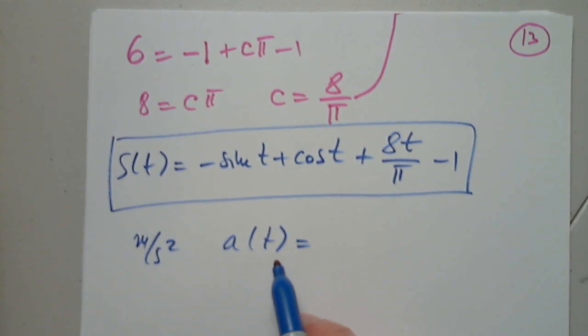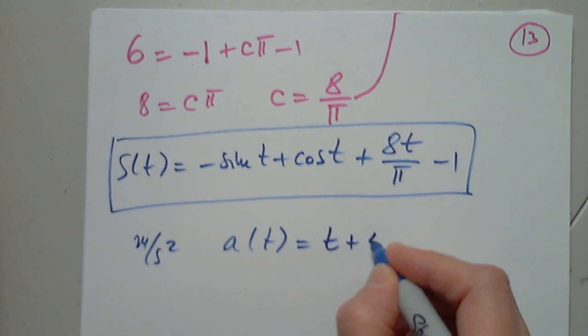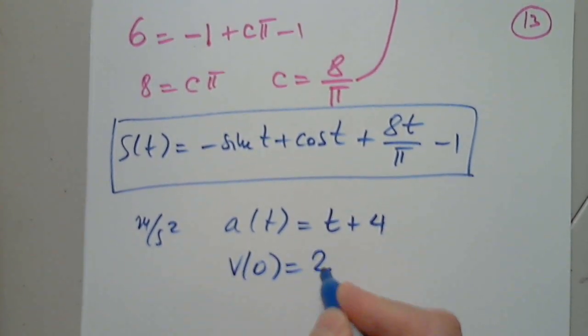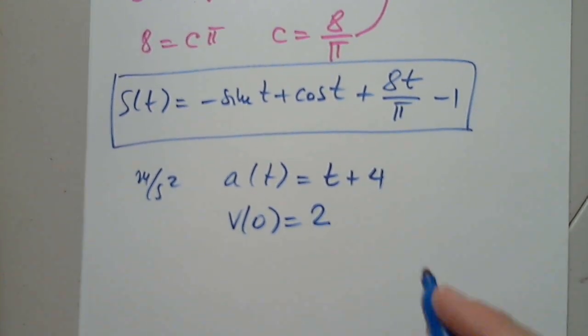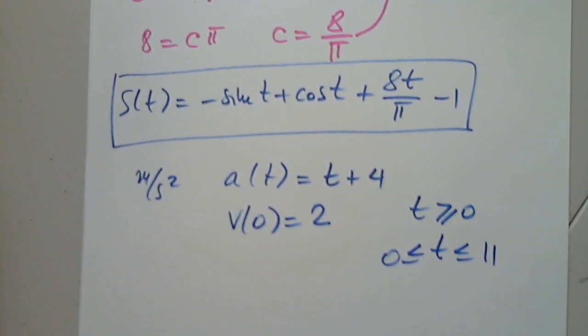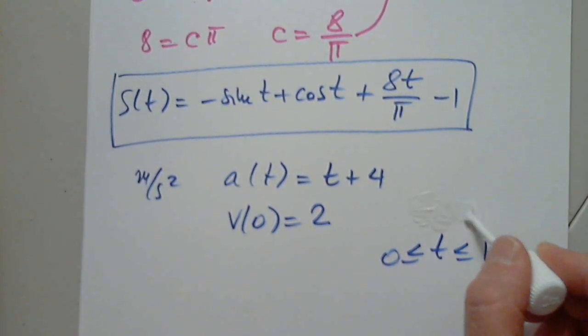So a of t equals t plus 4. v of 0 equals 2. And t is greater than or equal to 0 and less than or equal to 11. So it says find the velocity at time t for part A. Good, let's do that first, and then you will read on.